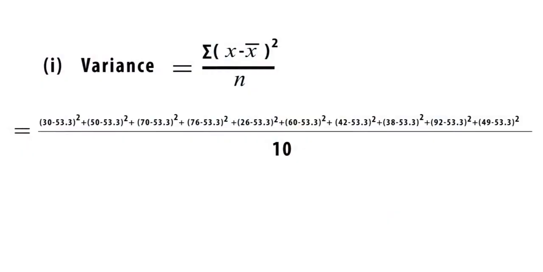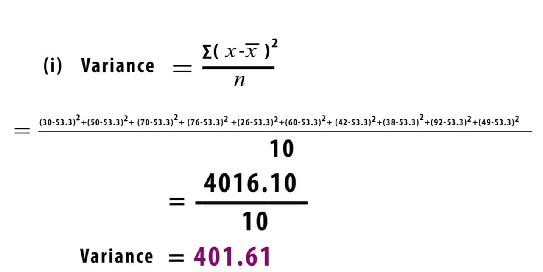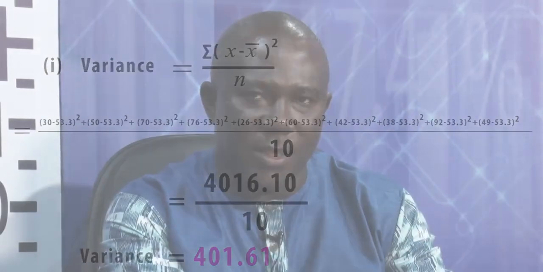Variance equals the summation of (x minus x bar) all squared over n. We have (30 minus 53.3) all squared plus (50 minus 53.3) all squared, and we repeat the process for all the values. Then simplifying, we have 4016.10 over 10, which simplifies further to 401.61. So that is the variance of the data.